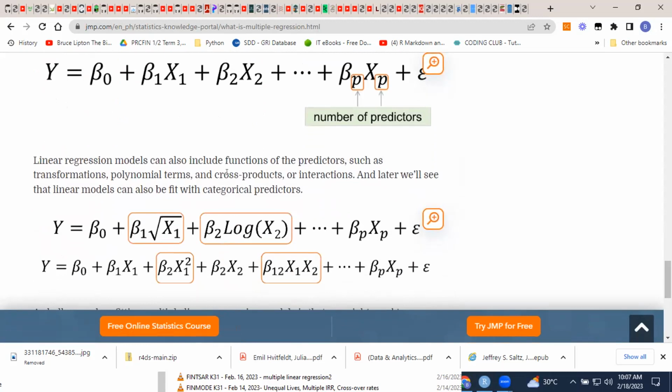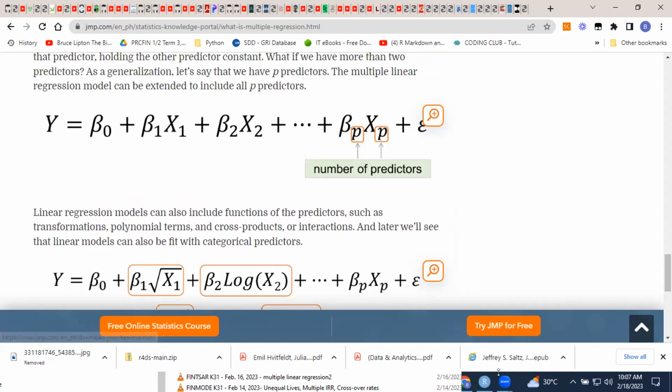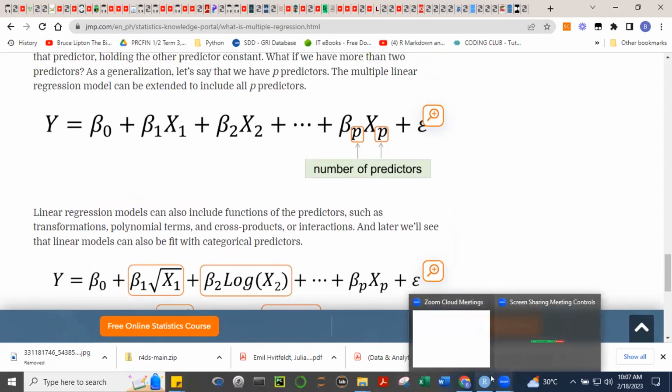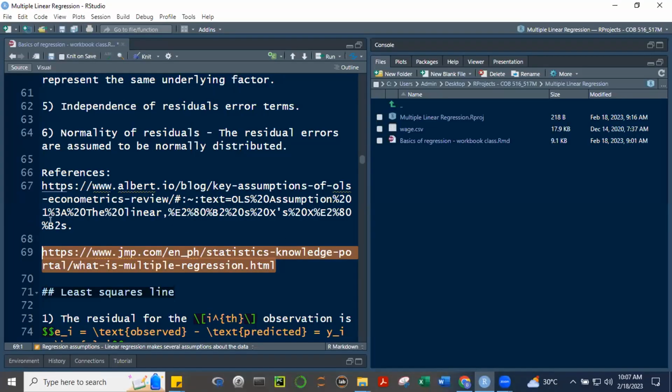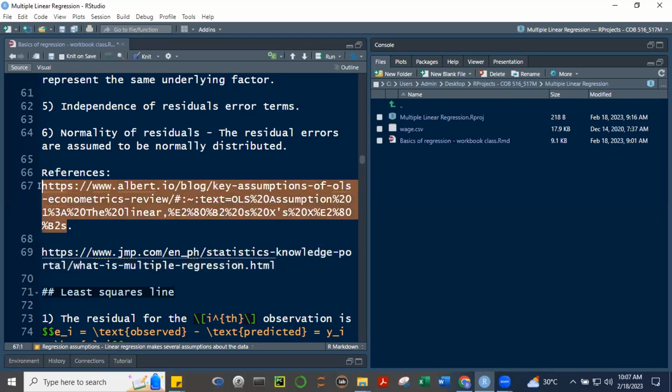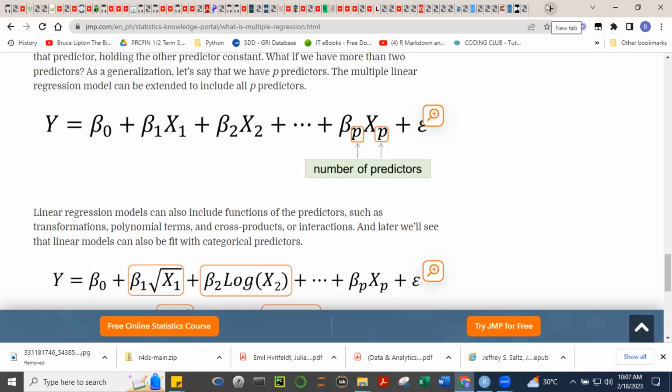Linear regression models can also include functions of the predictors, such as it can include transformations. Okay, it can include polynomial terms, cross products. Ito yung cross products, ito yung interactions. All right. So let me go back here. I think the other one, this one, okay, ito, ang binibigay nito class yung plot yata ng residuals. Okay, plus ko na lang.